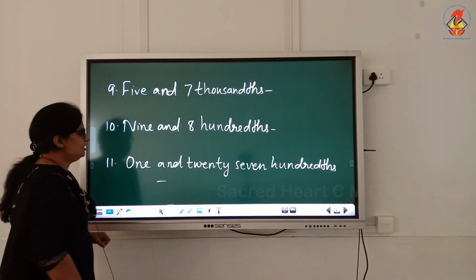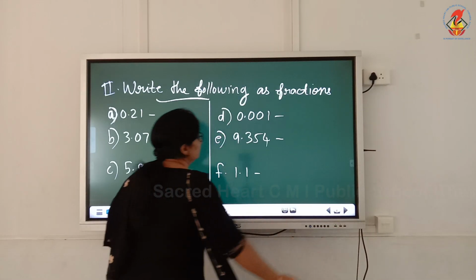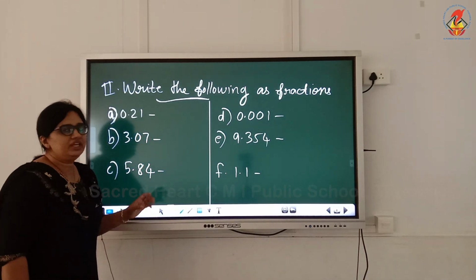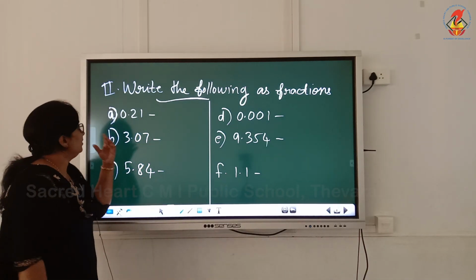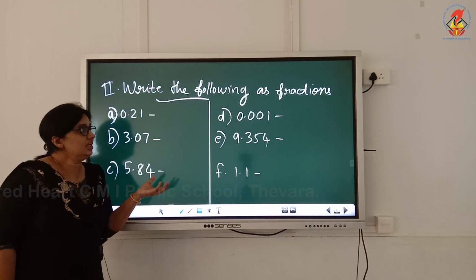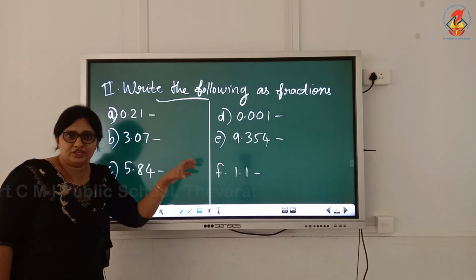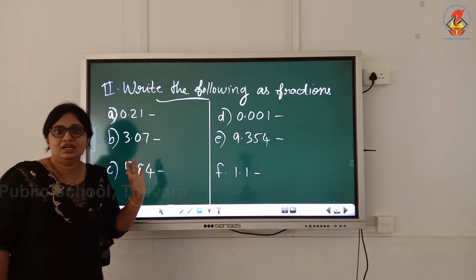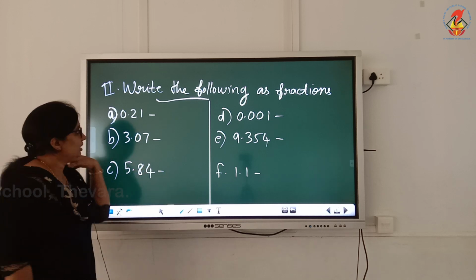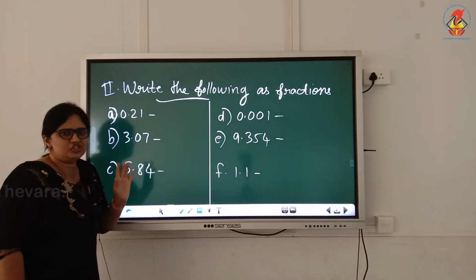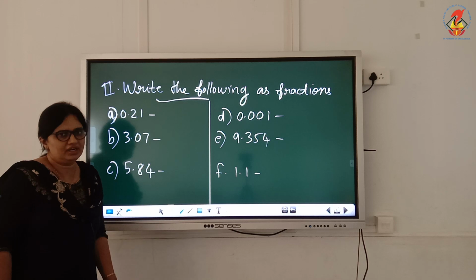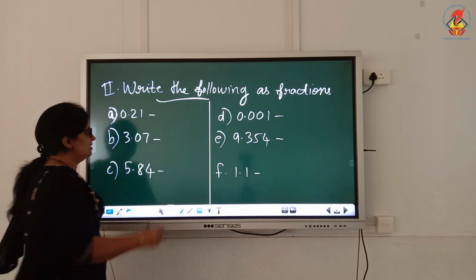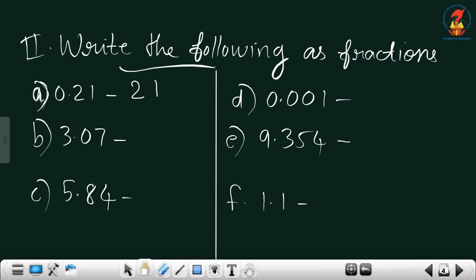And the next one is, write the following as fractions. First we finished how to write in decimals only. Here we need to write how to write in fractions. Okay. And how can we make it a fraction? 0.21. And here we have 2 decimal places. So, we need to write 21 divided by 100 only.